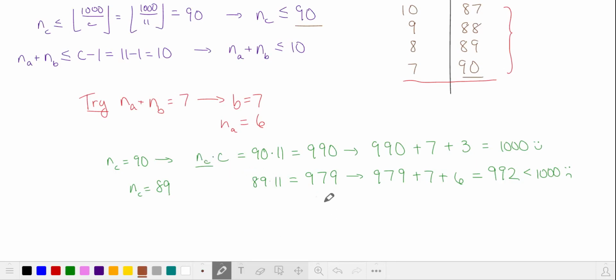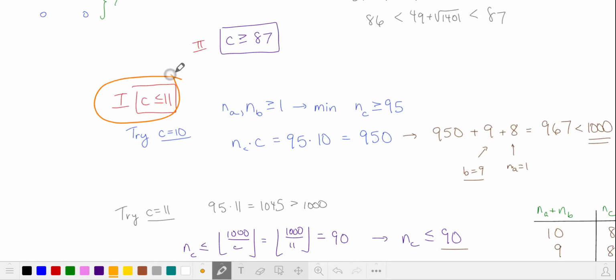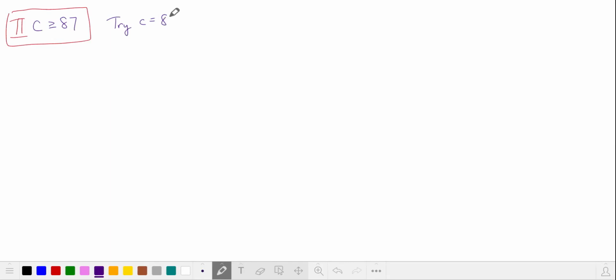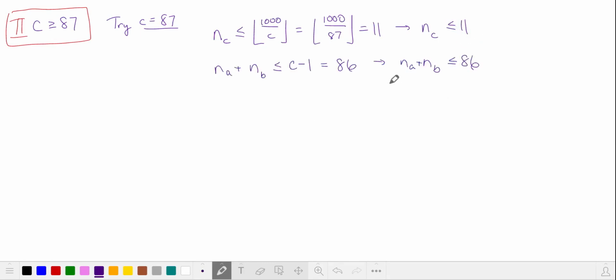We have values that work, and we found our first value of C, which is 11. That's it for this first case. So now we'll look at the second case where C is greater than or equal to 87. We'll start by trying C equals 87, and we'll test our inequalities. The number of 87-cent stamps is less than or equal to 11, and the number of 1-cent and B-cent stamps is less than or equal to 86.